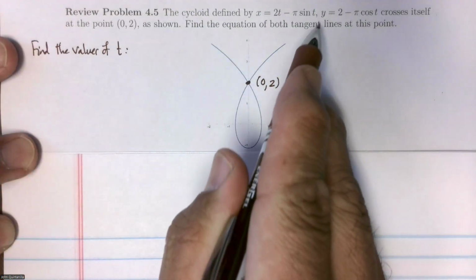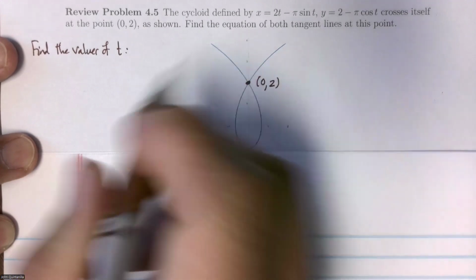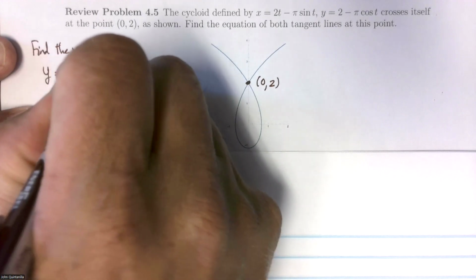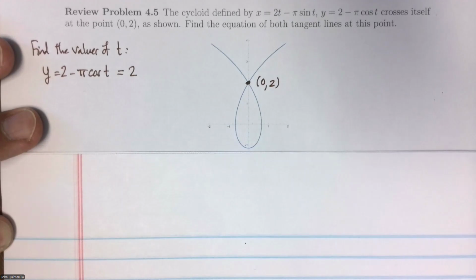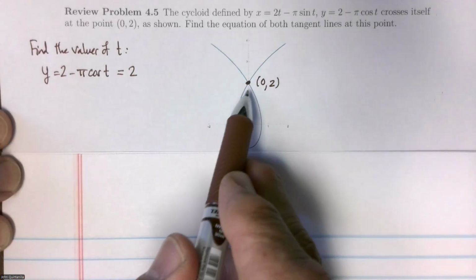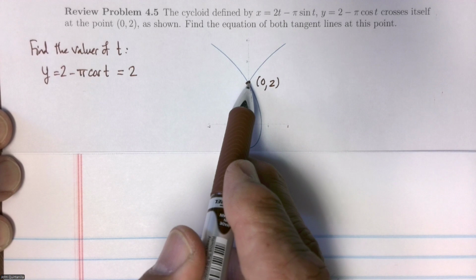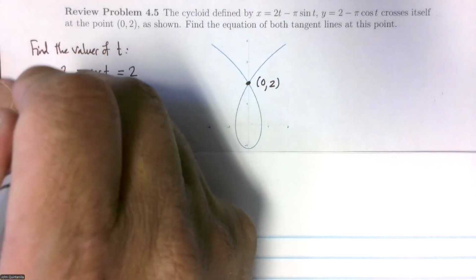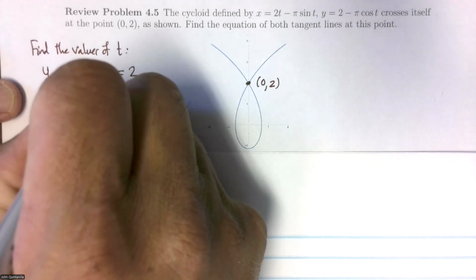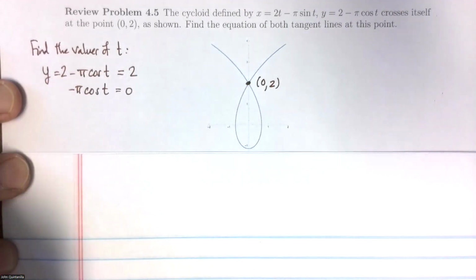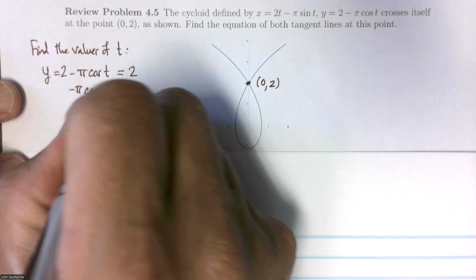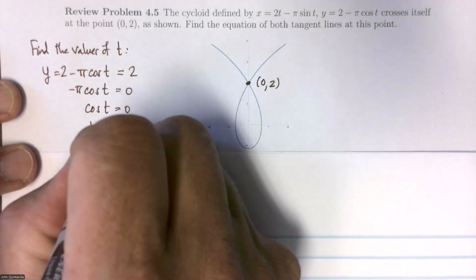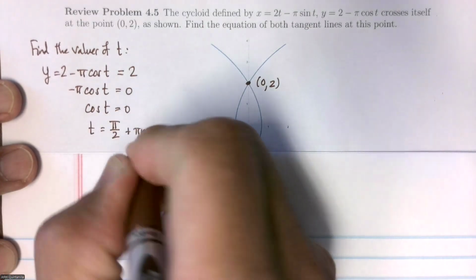To do this, we are going to use the second equation. Let's see where y, which is equal to 2 minus pi cosine t, equals 2. I need the y-coordinate of the curve to be equal to 2. Let's figure out where that happens. Okay, so that means that negative pi times cosine of t is equal to 0. So cosine of t is equal to 0.